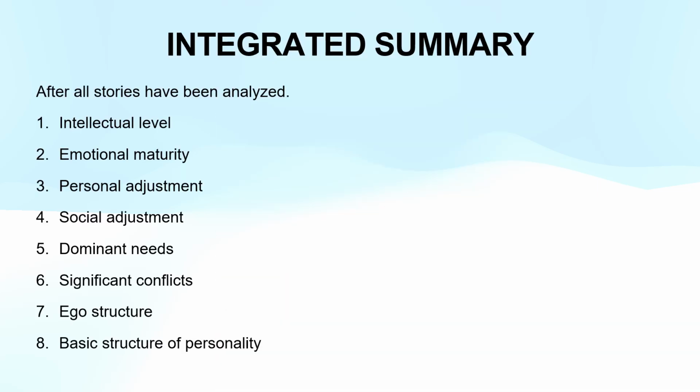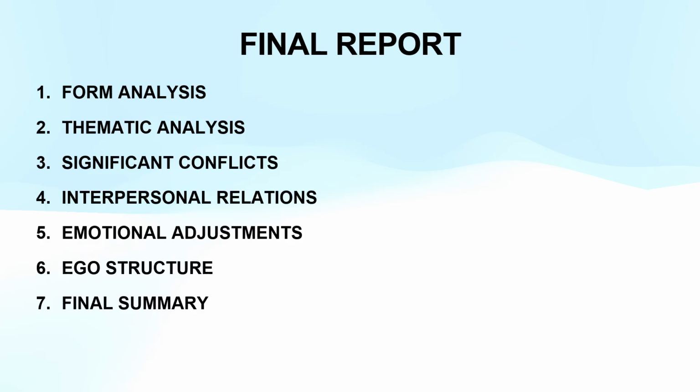Then comes the integrated summary. After all the stories have been analyzed, you have to make an integrated summary about the intellectual level, emotional maturity, personal adjustment, social adjustment, dominant needs, significant conflicts, ego structure and basic structure of personality. On all of these things, you have to rate and analyze the test taker. And the final report: herein you make the final report of the entire interpretation, which will include form analysis, thematic analysis, significant conflicts, interpersonal relations, emotional adjustments, ego structure, and final summary.